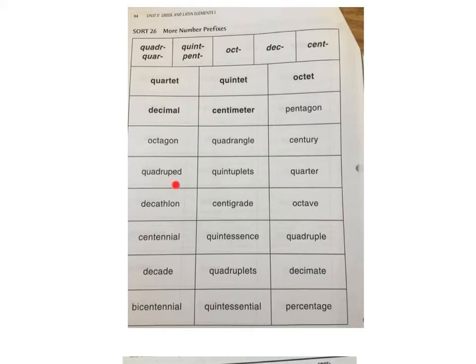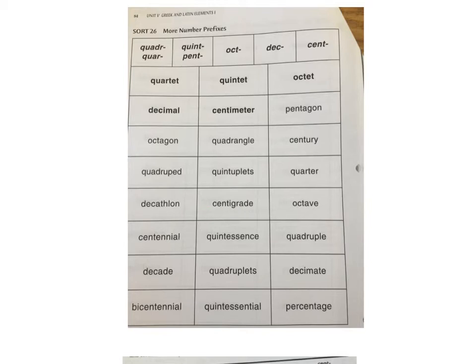Quadruped means 4s. Quintuplets, 5 babies. Quarter is like a 4th, 4 quarters. Decathlon, it's an athletic event. Guess how many events there are? 10. Centigrade.